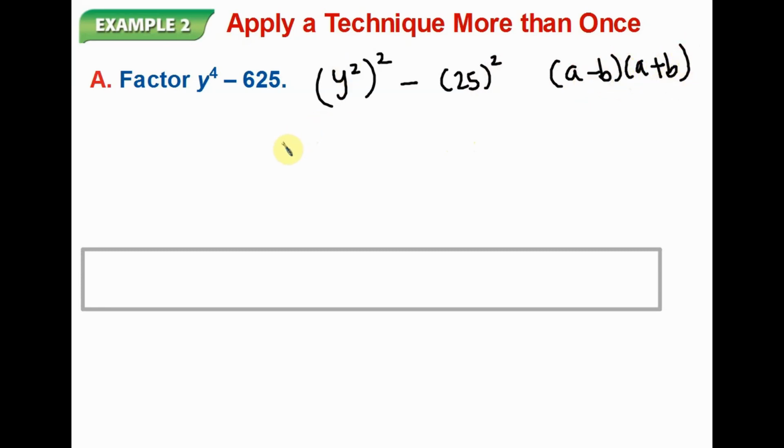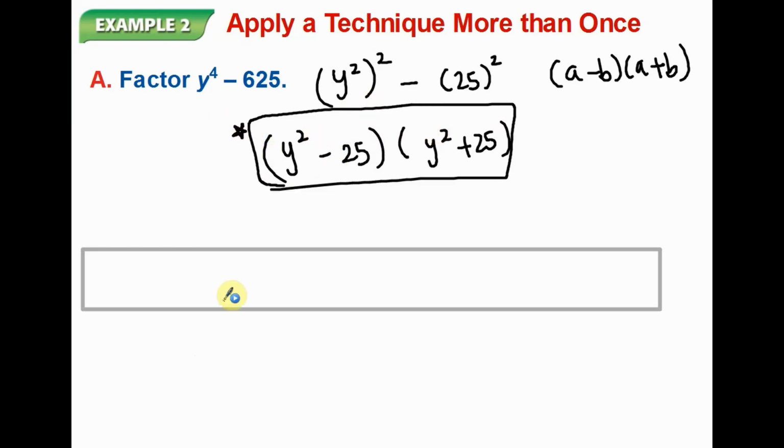Then this can be written as y squared minus 25. Y squared is your a, so this is like a squared minus b squared, multiplied by y squared plus 25. And as always, if you want to double check, you can distribute. Make sure that you get the same expression as what you began with.